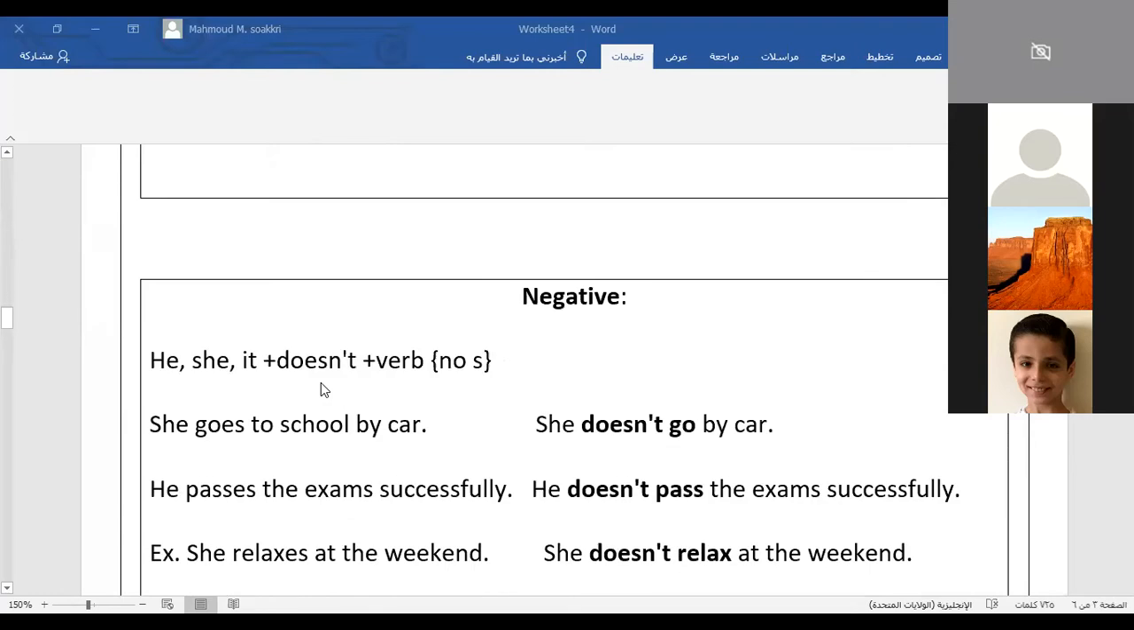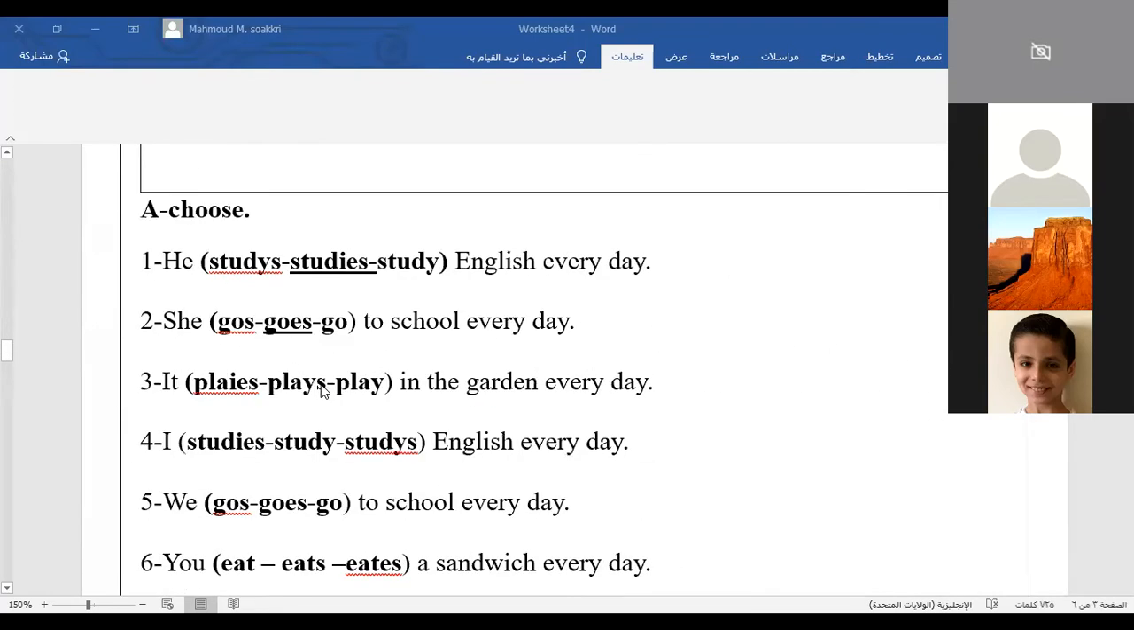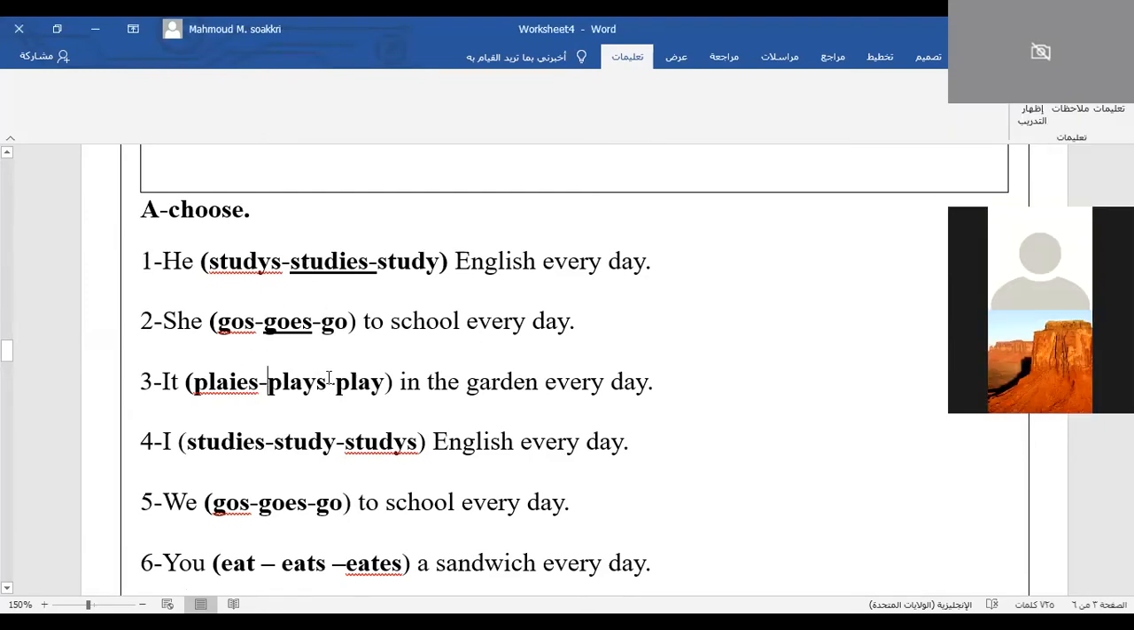Okay, Hamza Wagi? Now choose again, please. Number three. Play. What are the letters? This is one, this is two, this is three. One or two or three? Two. That's right.